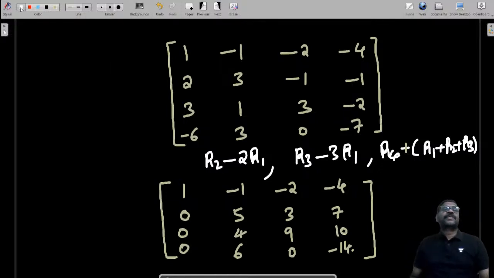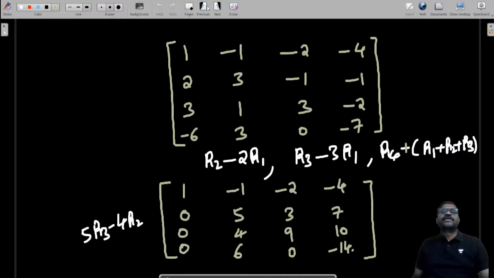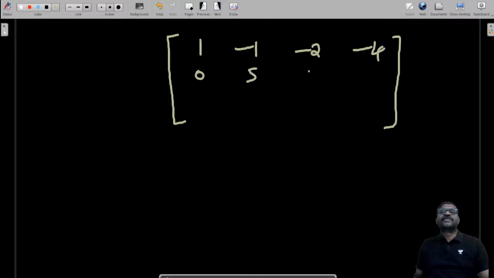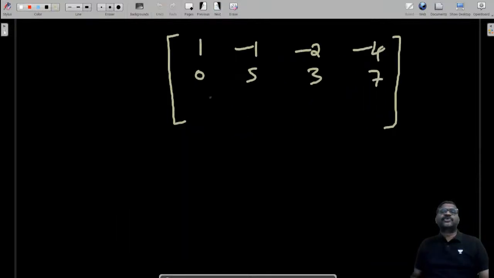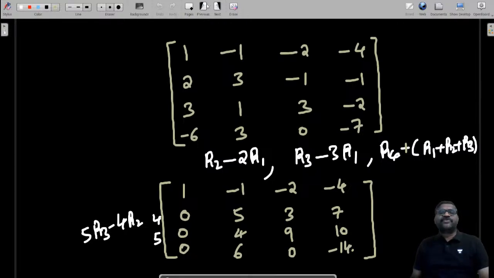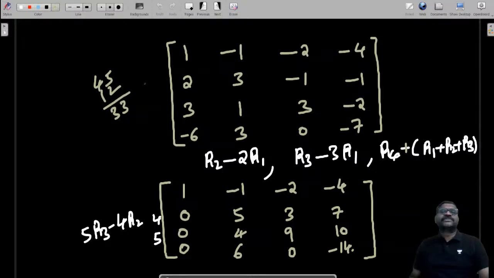Now apply 5 times R3 minus 4 times R2. 1 minus 1 minus 2 minus 4. 0 5 3 7. Now 5 times R3 minus 4 times R2. Then what happened? 0 minus 0 is 0. 20 minus 20 is 0. 5 times 9 is 45 minus 12 is 33. 50 minus 28 is 22.